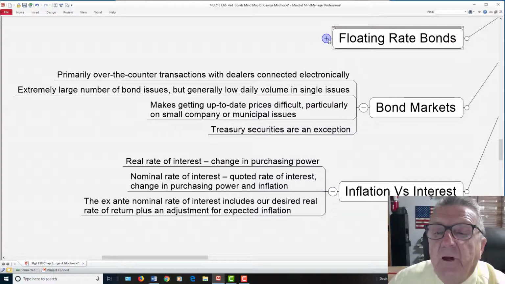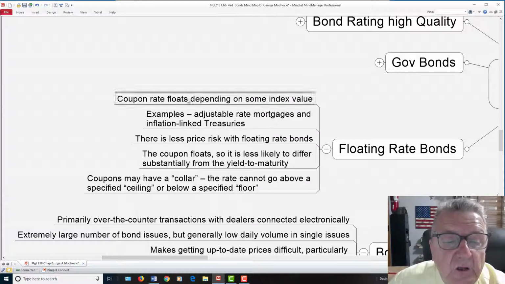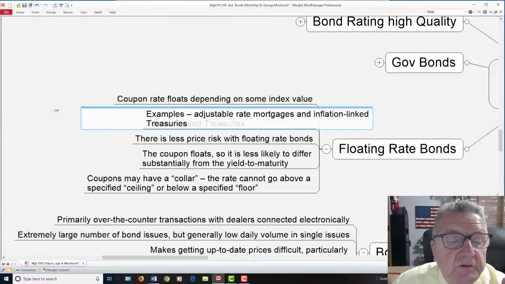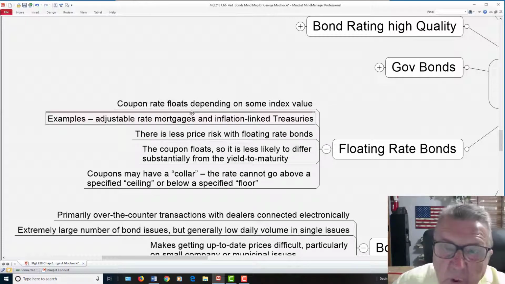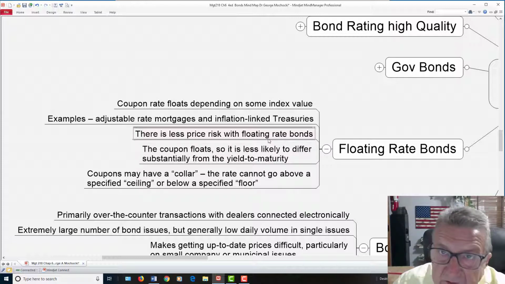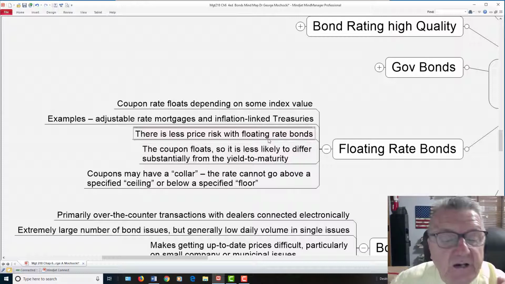Okay, floating bond rate. Let's look at floating bond rate. The coupon rate floats depending on the index value. Examples: adjustable mortgage rates and inflation-linked Treasuries. Remember the Treasury bonds? There's less price risk with floating bond rates because the rate adjusts to what's going on in the economy.